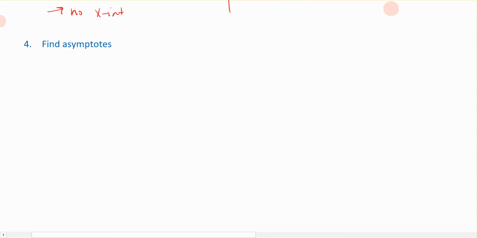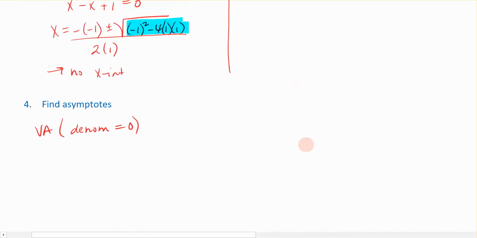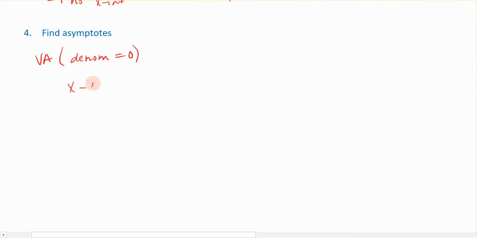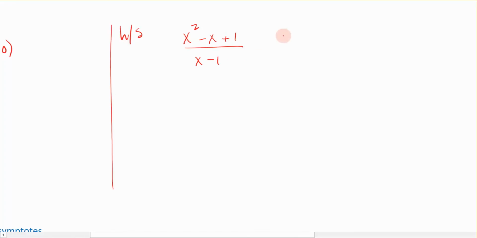Let's talk asymptotes now. We have vertical asymptotes, and that's where the denominator equals 0. If you remember, the denominator of my function is x minus 1. So we say x minus 1 equals 0, or I have a vertical asymptote when x is equal to 1. Now how about the horizontal and slant asymptotes? I'm going to rewrite my function here. It's x squared minus x plus 1 divided by x minus 1. And we need to talk about the degree of the numerator, which is 2, and the degree of the denominator, which is 1.